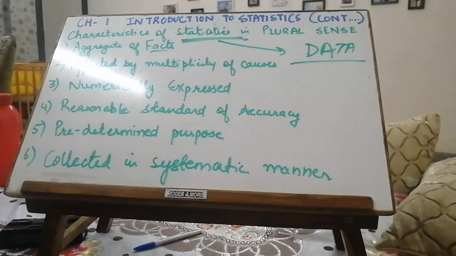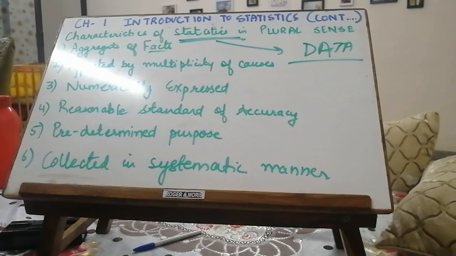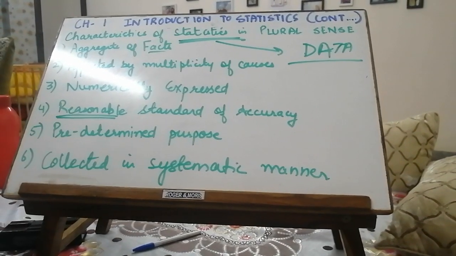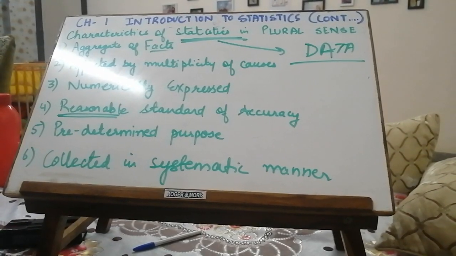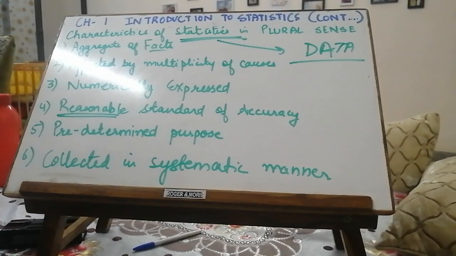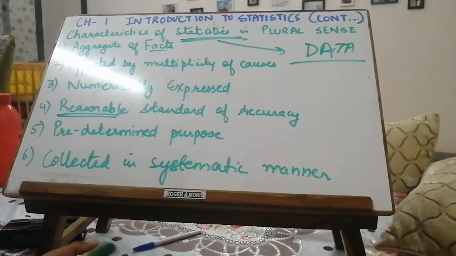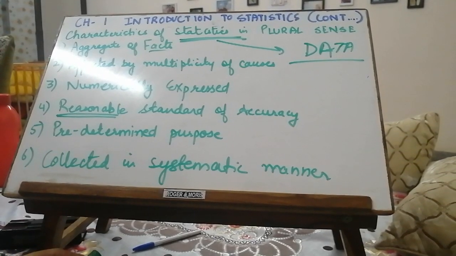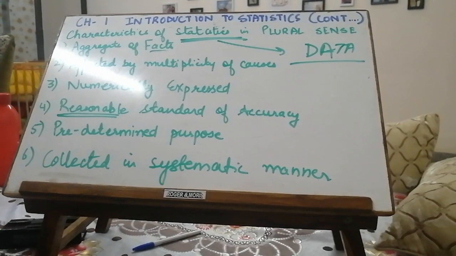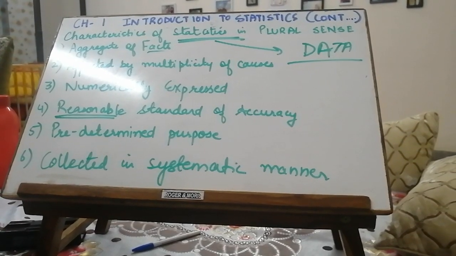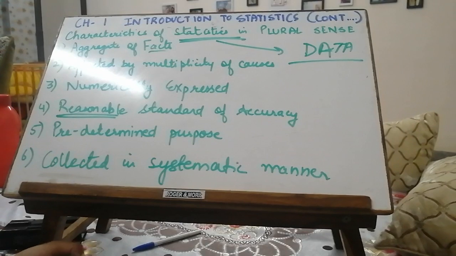Then reasonable standard of accuracy. Now why do I say reasonable and not exact? I can never get 100% accuracy, because when I am performing statistical analysis, the reason is that I want to get a result for all of the population while dealing with only a sample.